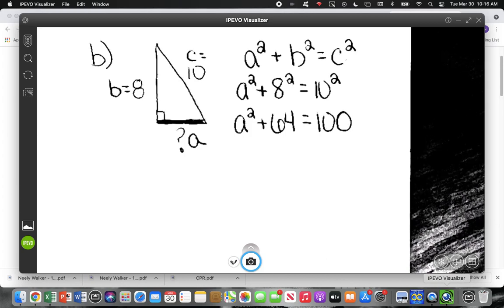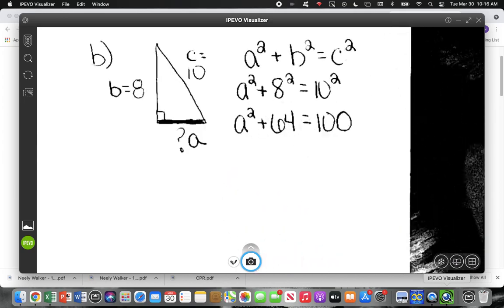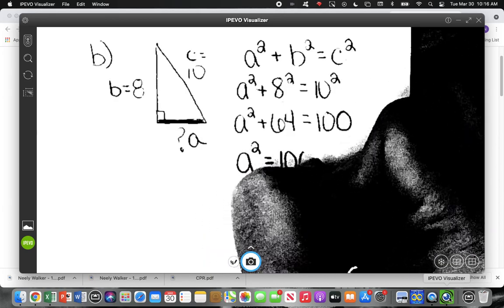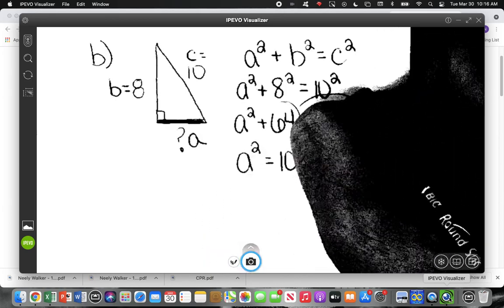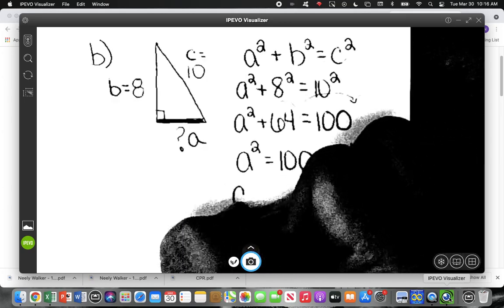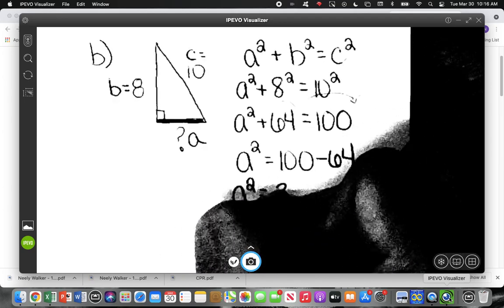So if we look at that last example, once we got to this point, our whole entire job is to get A by itself. So how do I get rid of that plus 64? If I move it over to the right, and if you want to write this step like this, what happens to that positive 64 when I move it over? Negative 64. What is 100 minus 64? 36.